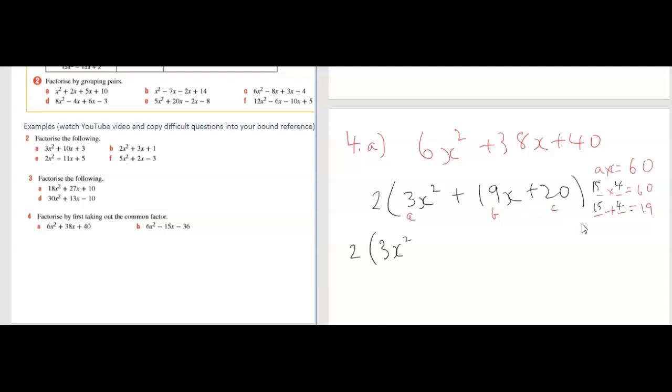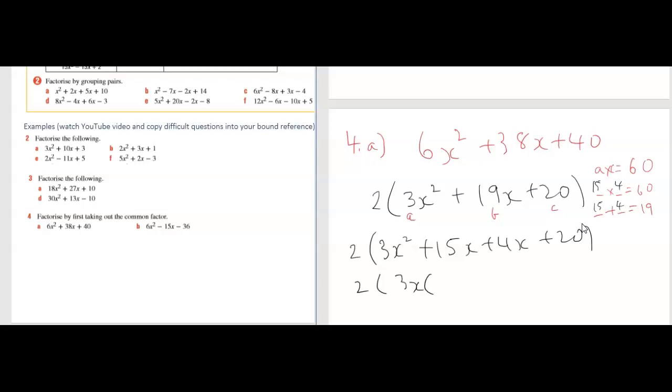It's just this middle term that we're going to separate. So it becomes 15x plus 4x. And then we've got the 20 on the end. All right, so 2 stays, and let's start doing our grouping. What factor is common to both 3x squared and 15x? So it's going to be 3x.